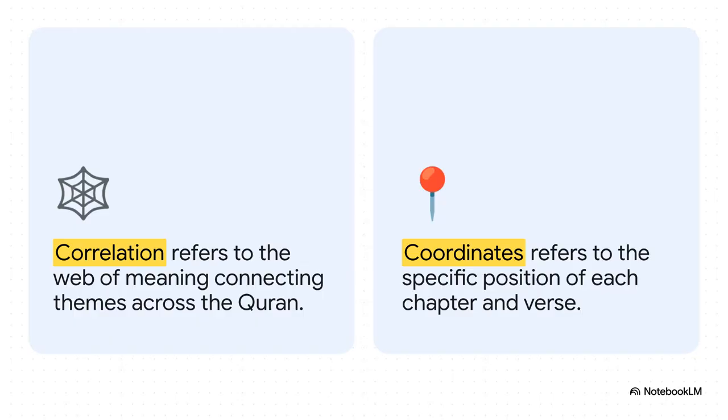To make this idea a little more concrete, think of the Quran like a map. The coordinates are the fixed positions of each chapter and verse. That's just where they are in the book. The correlations are the lines you can draw between those points, connecting them through shared themes, ideas, and language. Munasaba, then, is basically the art and science of drawing all those lines.